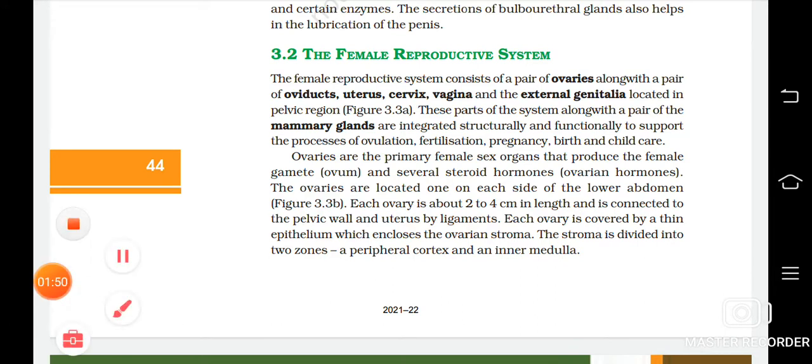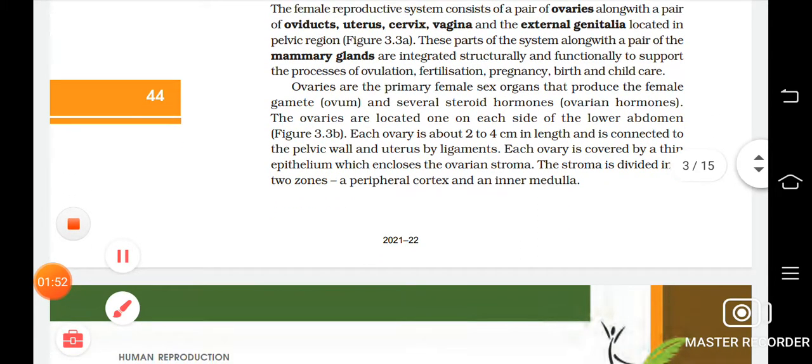Now next, when you look at the ovaries, the major function of the ovaries is what? To produce the female gamete and also the ovarian hormones. These are steroid hormones, classified by their origin into different types. So the ovarian hormones are steroid hormones.